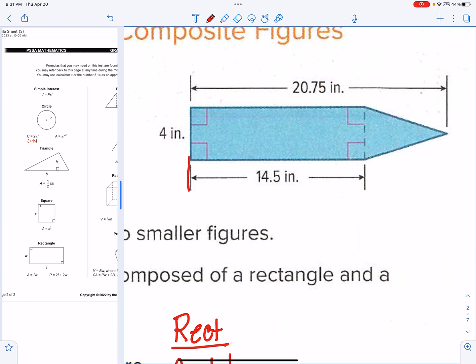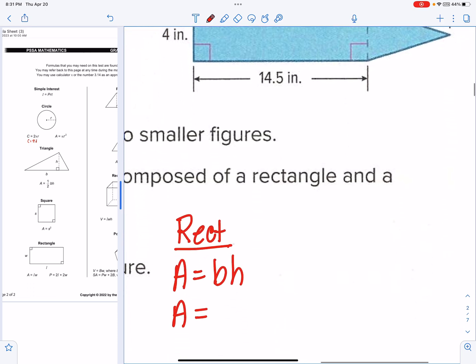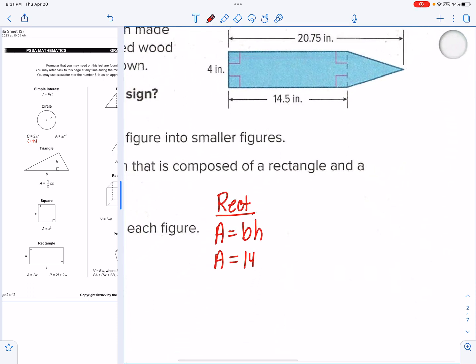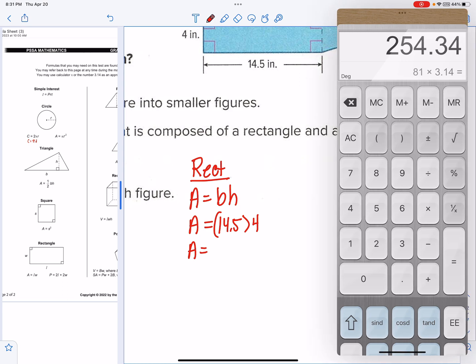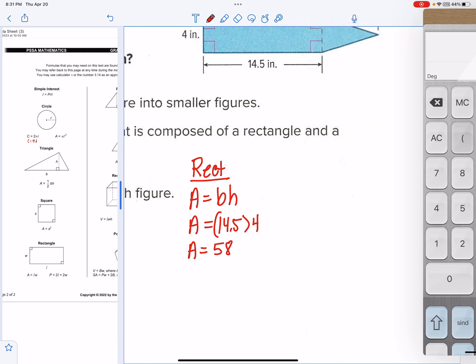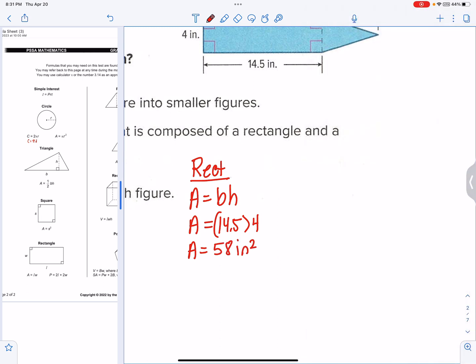So we have 14.5 inches as our base. I'm going to put it in parentheses here, times the height of 4 inches. We can go ahead and calculate that area with our calculator. 14.5 times 4, and we get 58. We want to get all of our points, so we're going to put inches squared.